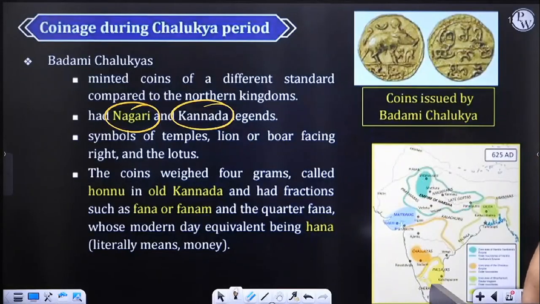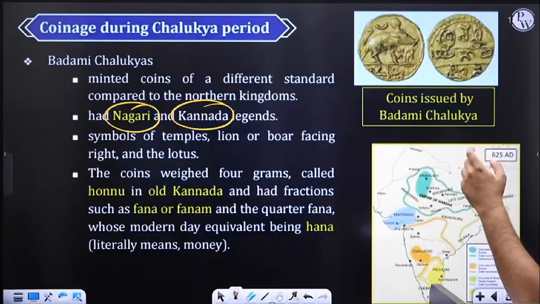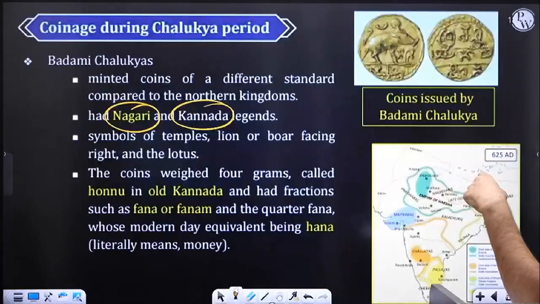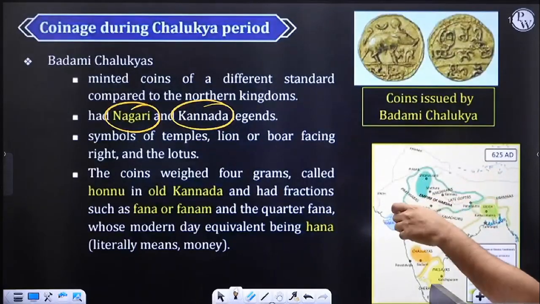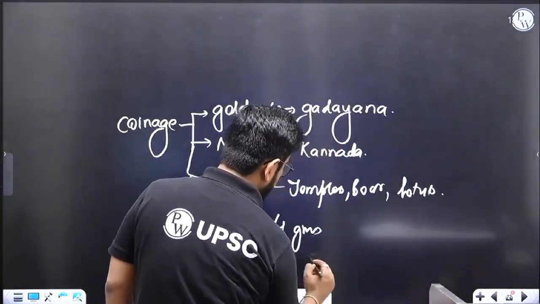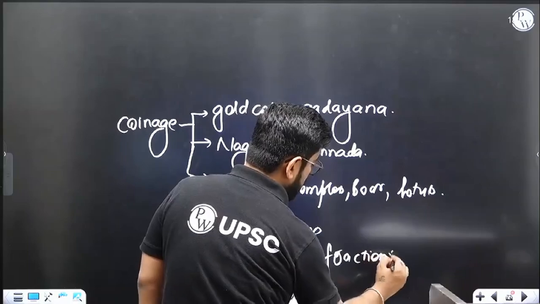So we have coins which have very different weights. The main thing is Honu, and in old Kannada writings we have Fana or Fanam, and a quarter is basically called Fana. So Honu is the bigger number, for example a 1000 rupees coin, and Fana or Fanam is technically its fraction. Fana and Hana are technically the same word; it is more about pronunciation. So Fanam or Fana or Hana is basically the fraction, and Honu is the main thing. These are basically fractions.